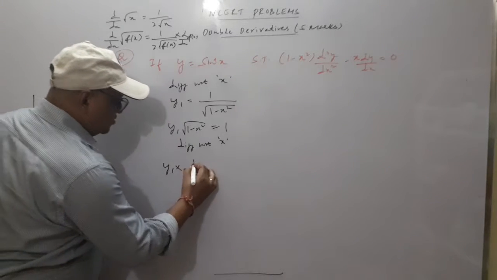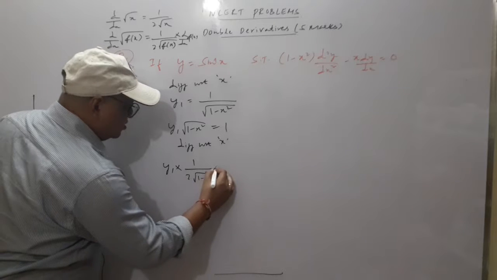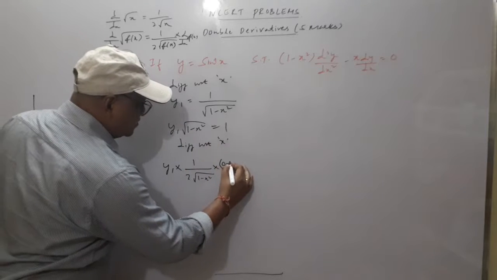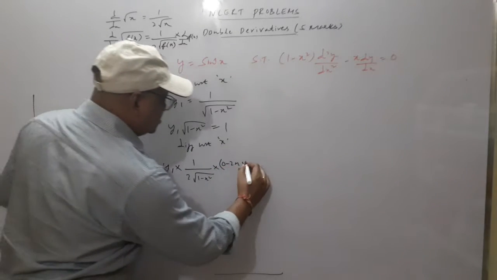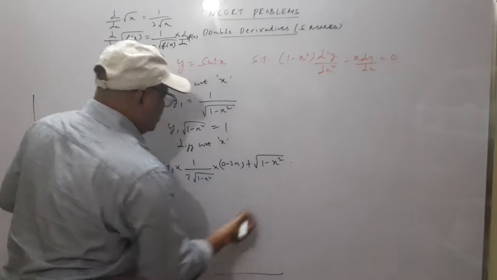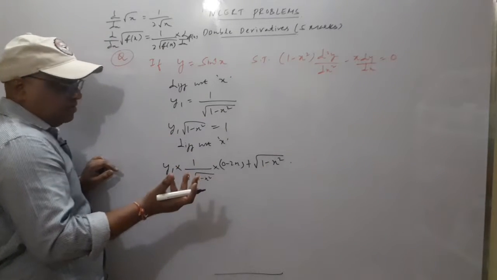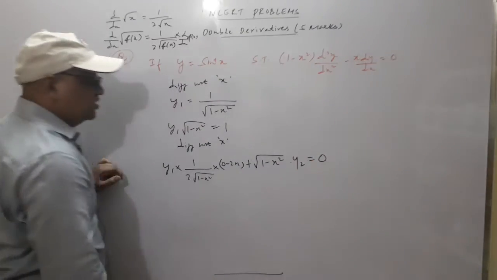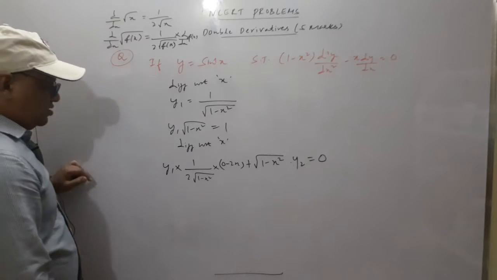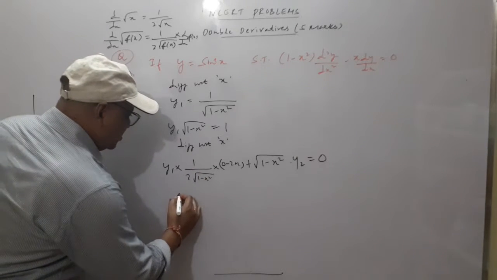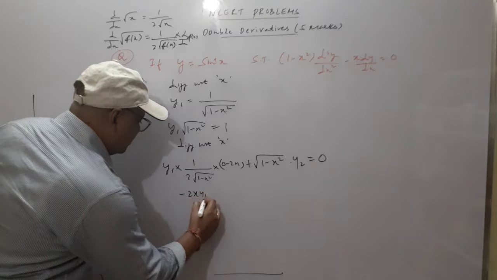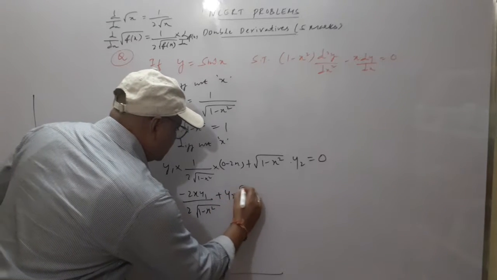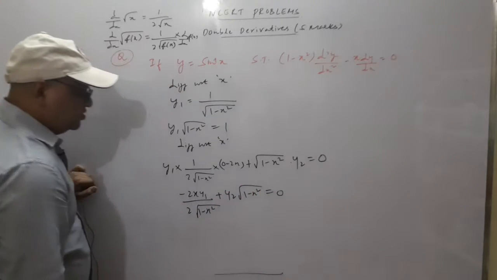So, y1 into 1 by 2 root of function into differential of this function. Differential of 1 is 0, differential of x square is 2x, plus square root of 1 minus x square, differential of y1 will become y2. Remember, d by dx of y1 will give me y2, is equal to differential of 1 is 0. Now let me rearrange the terms properly. So minus 2x y1 divided by 2 root of 1 minus x square plus y2 into root of 1 minus x square is equal to 0.